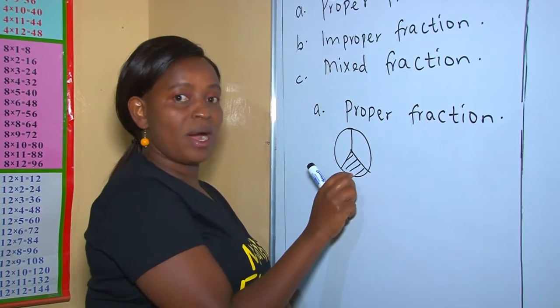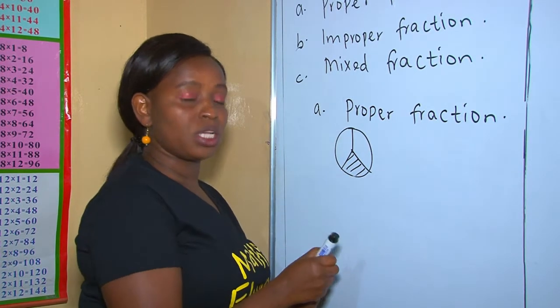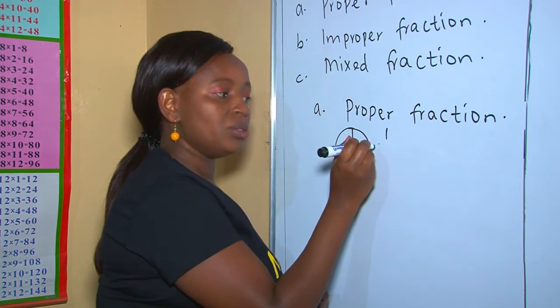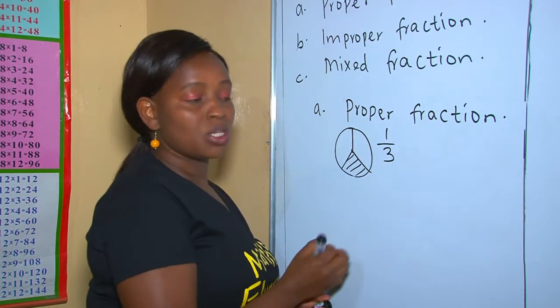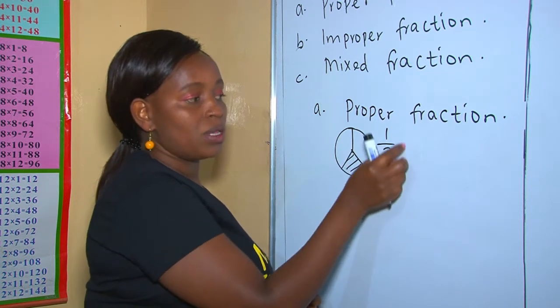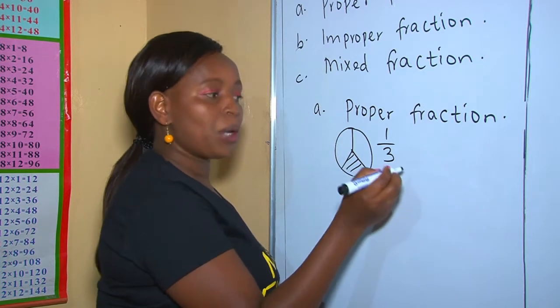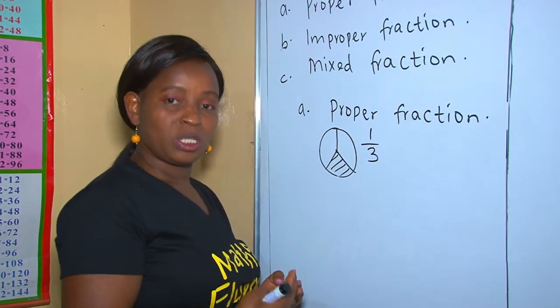Three parts, only one is shaded. Therefore, to write this one as a fraction, it's going to be 1 out of 3 parts. So only one part is shaded out of 3 parts. Therefore, this is a fraction. This kind of a fraction is called proper fraction. Why is it called proper fraction?